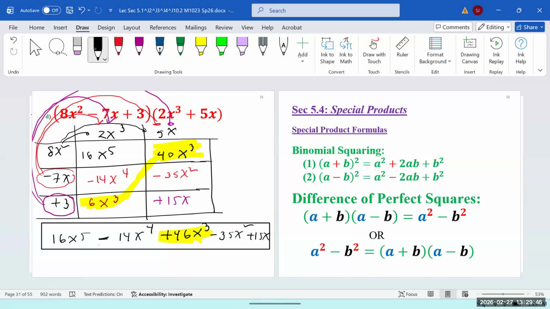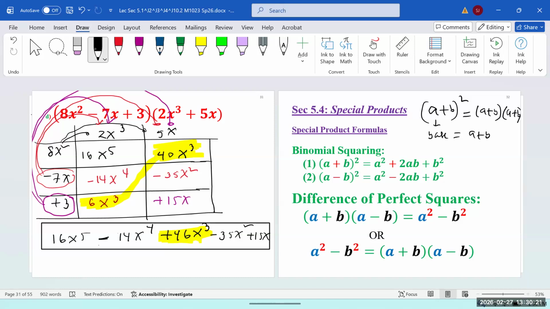The first one is called binomial squaring. It means you have the same binomial with a square power. So (a plus b) squared. Our base is a plus b. Our power is 2, so the power is telling us to multiply our base, a plus b, 2 times. So a plus b times a plus b. A binomial square is the product of the same binomial.